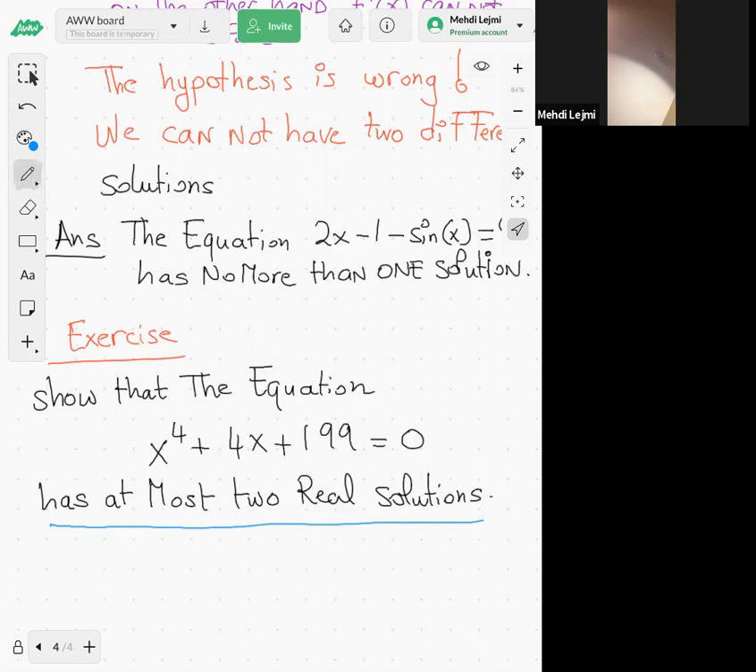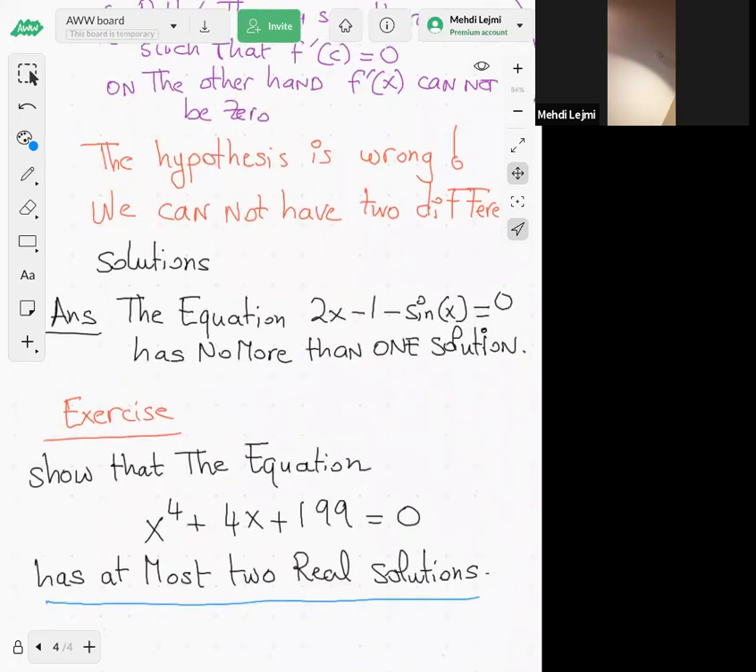So you can suppose that your equation has, let's say, three different solutions, all right? Three different solutions, and then you're gonna apply your Rolle's theorem, and then you're gonna end up with a sort of a contradiction, and so then your hypothesis would be wrong, okay? And so then you can conclude that the equation has at most two real solutions. Okay, so I'm gonna give you a couple of minutes, guys, to think about this exercise, all right? So it's the same steps. The idea is the same.